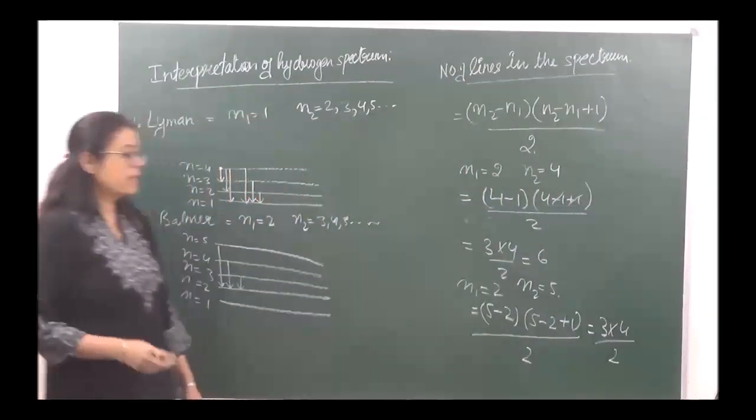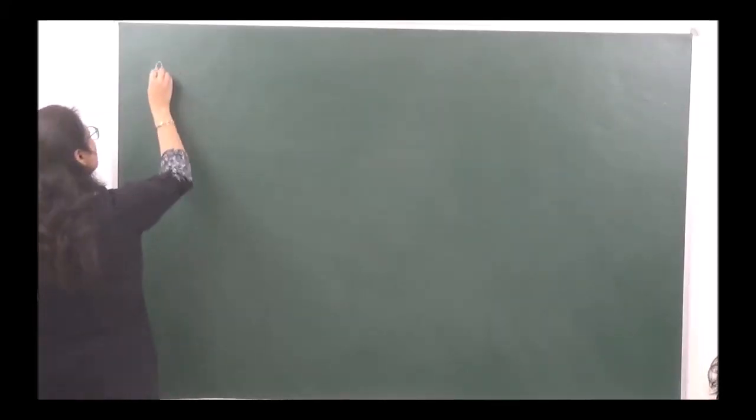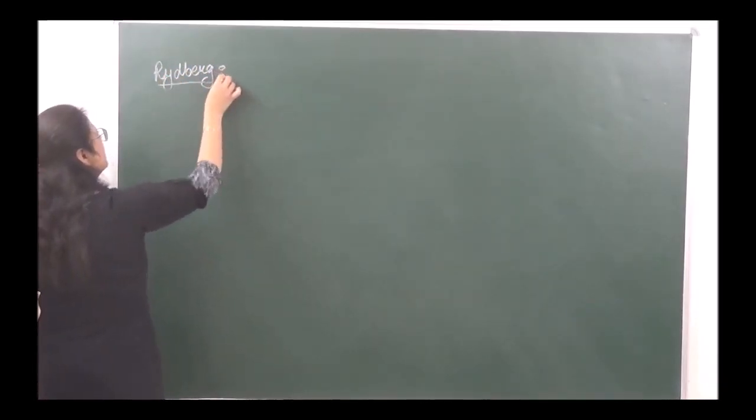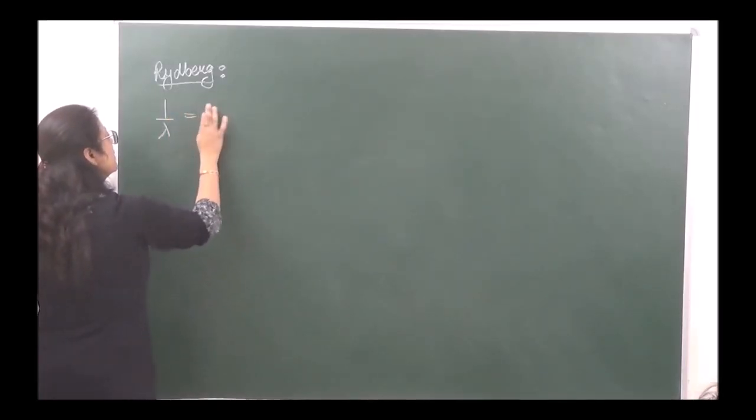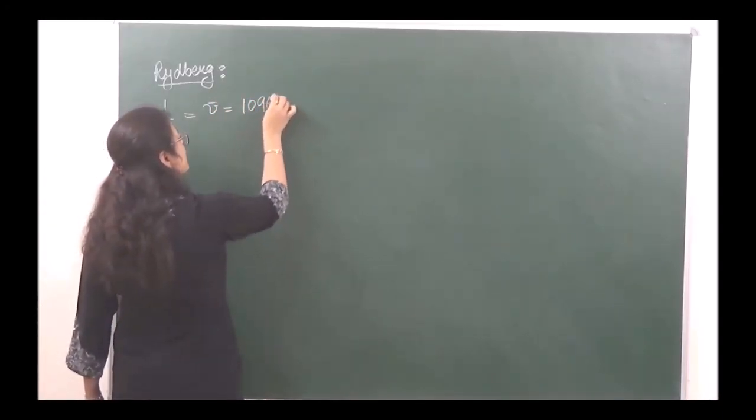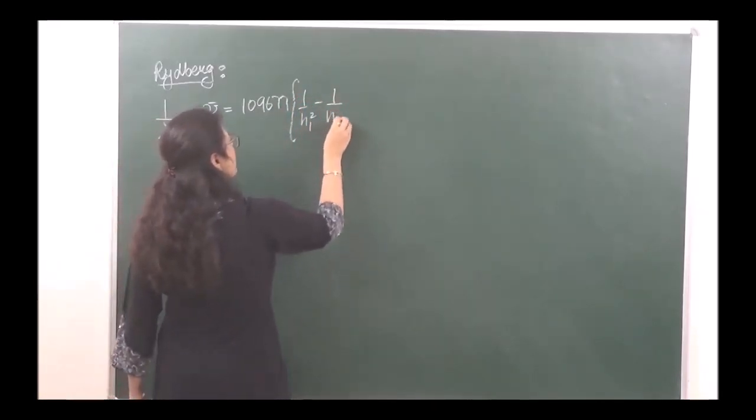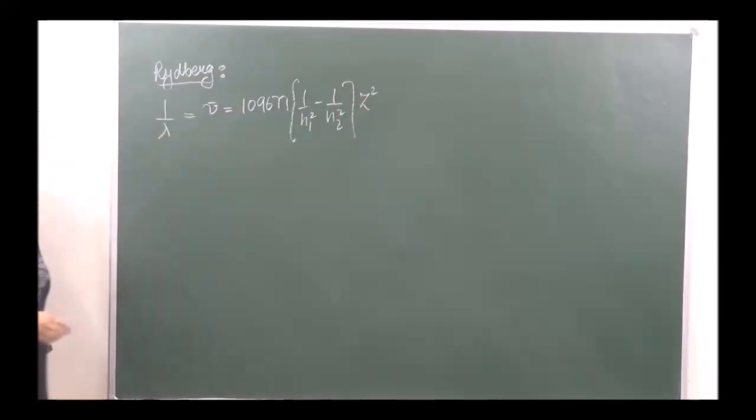Okay? So this is how you can calculate the number of spectral lines. Now according to the Rydberg equation, we saw that 1 upon lambda, that is equal to nu bar, is equal to 109677 (1 upon n1 square minus 1 upon n2 square) into Z square. This was the Rydberg equation.